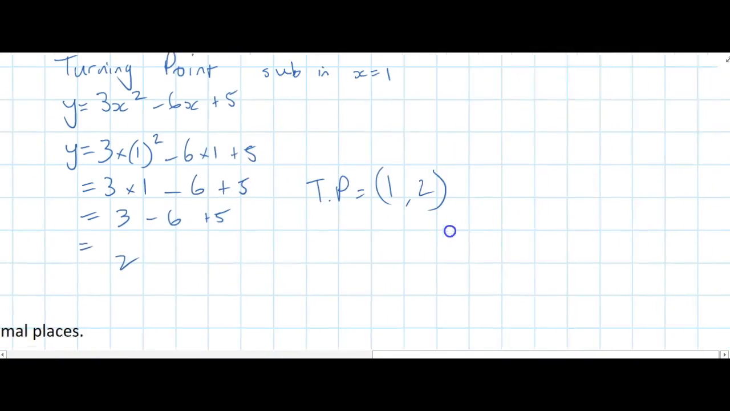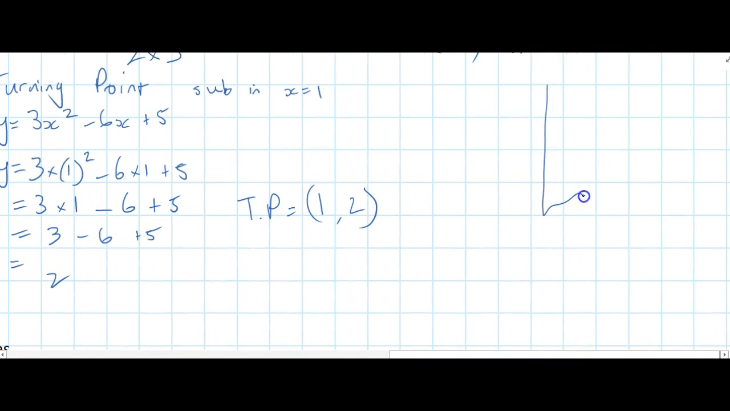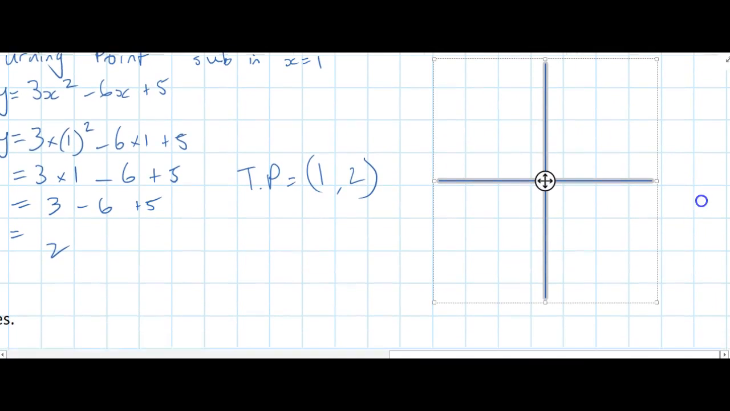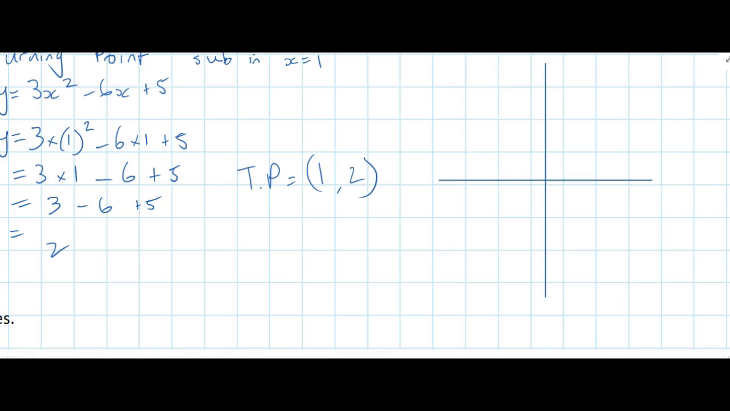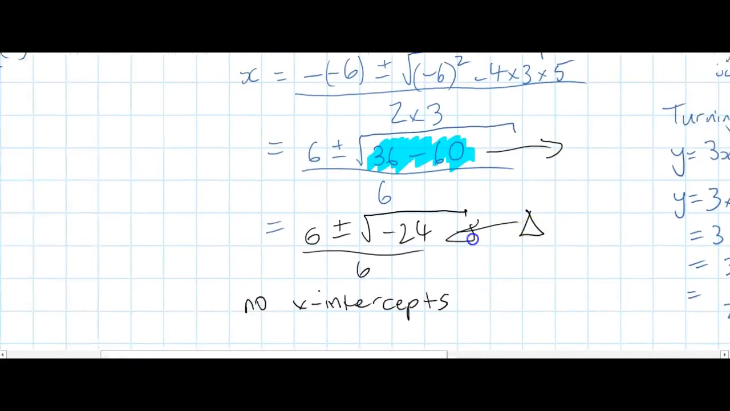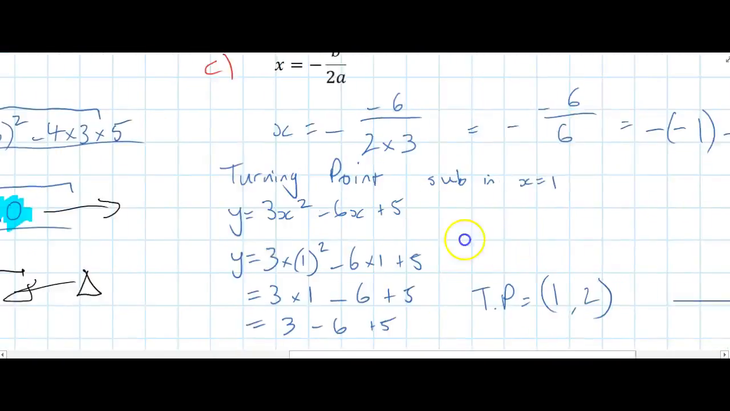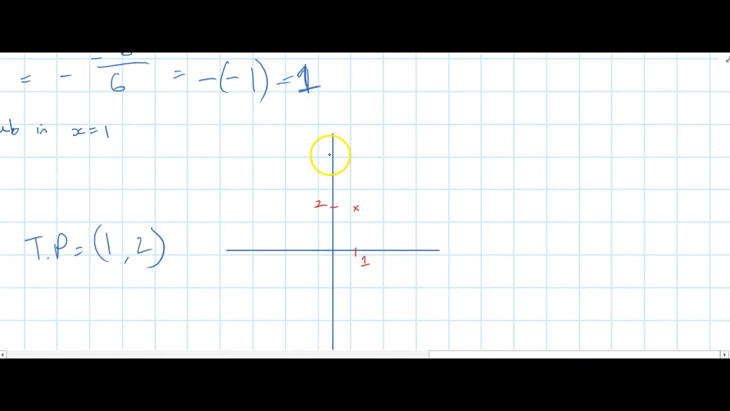Okay, so let's put all that information into a graph. I'll draw this. Alright, so we know there's no x-intercepts. We know the turning point is at 1, 2, so let's mark that in. 1, 2 is up here somewhere, so I'll put a little cross there. I know a cross is there, so it's upright. And my y-intercept is 5. So that makes sense. My y-intercept will be up here somewhere, 5.